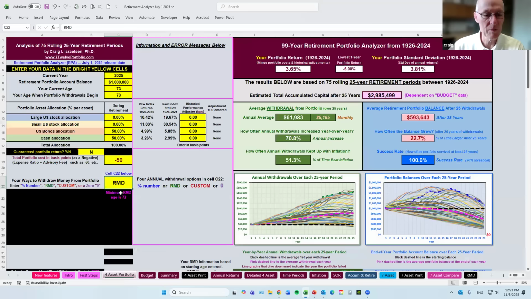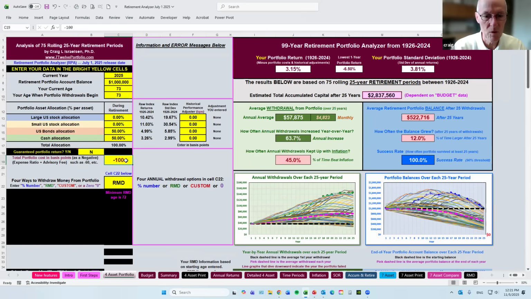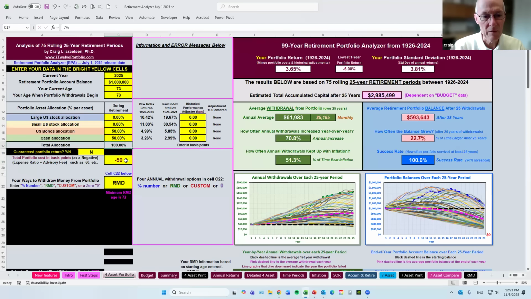So with that determining how money is taken out, we now can tinker with a couple of things. One is the cost of the portfolio. Again, bright yellow cells are where you can enter your variables. We could go to 100 basis points. That's 1 percentage point. Let's keep it at 50 basis points. And with a 50-50 bond cash portfolio, with a $1 million starting balance, our average withdrawal was $62,000. It's pretty impressive.